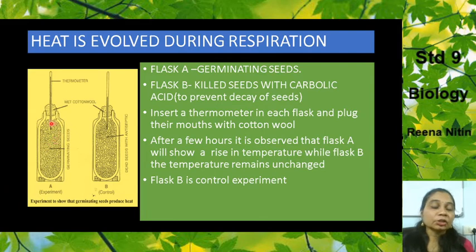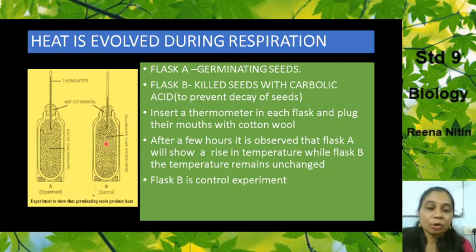So here in setup A, you have the germinating seeds, and in setup B, you have the dead seeds. How are they dead? Because you have boiled them. You boil the seeds and then you have to put a little bit of antiseptic into it.